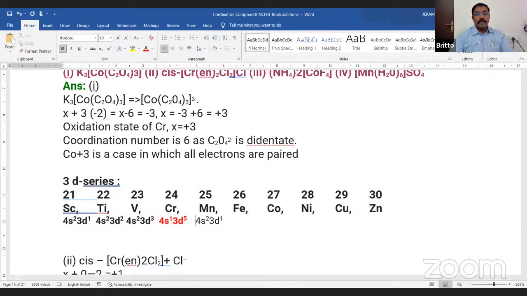And then manganese, no change. 25, 4s2, 3d5. Okay, 3d5. The total number of electrons in the valence shell, you can just add. For scandium, 2 plus 1, 3. Titanium, 22, 2 plus 2, 4. So 2 from s orbital, 2 from d orbital. So and so. You can just memorize.